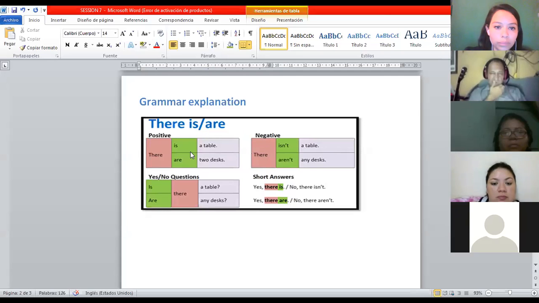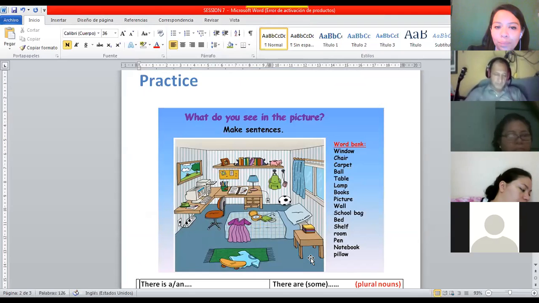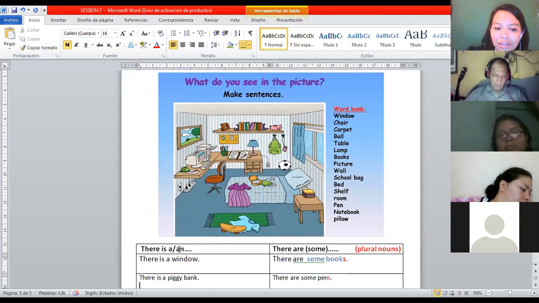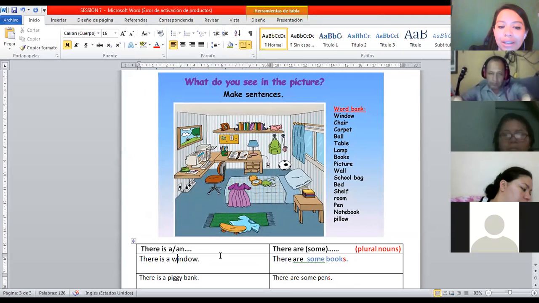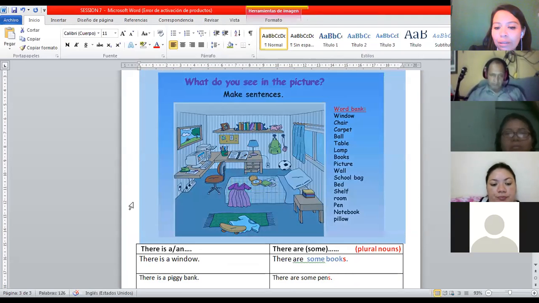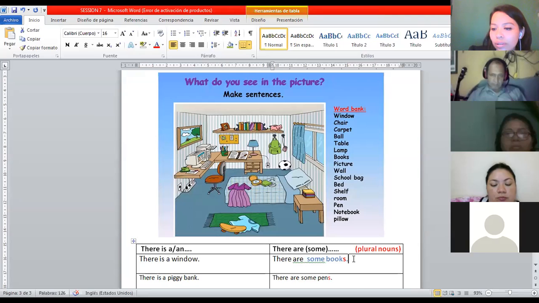Okay, so we were practicing this part that is there is and there are, okay? There is a table, there are two desks. Fue lo que practicamos. Right now, we are going to practice how to make negative sentences, okay? We use there is, para decir uno, hay una. There is a window, hay una ventana, right? There is a piggy bank, hay una alcancía. There are some books, hay unos libros. There are some pens here, all right?